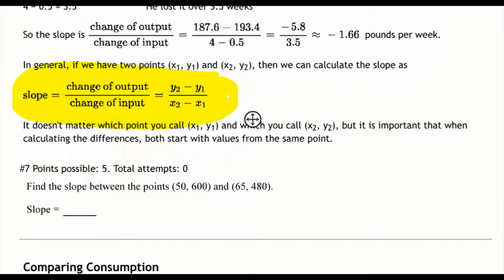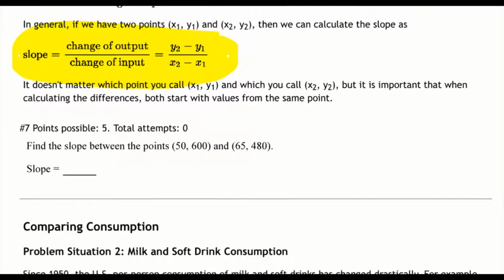So another way, if we're given 2 points, we want to use y2 minus y1 over x2 minus x1. So I can have 480 minus 600 over 65 minus 50.